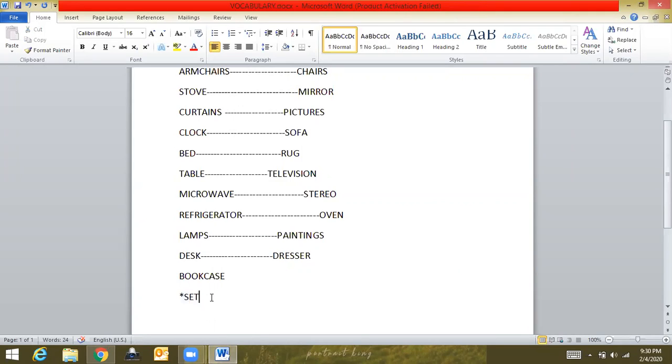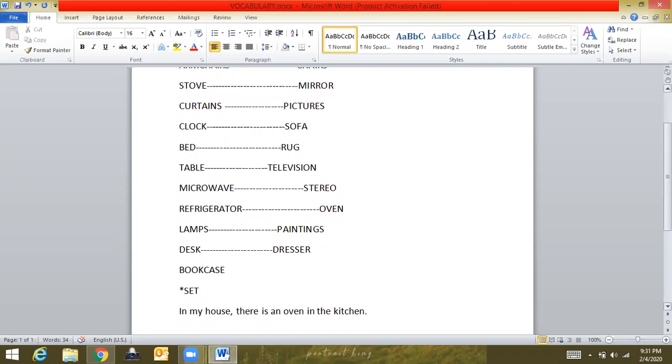Ok, so vamos a hacer un ejercicio. Usted va a decir: in my house, there is an oven in the kitchen. ¿Qué estamos practicando acá? There is, haciendo una combinación con el vocabulario que estamos viendo ahorita. Are you ready? Yes. I'm ready.